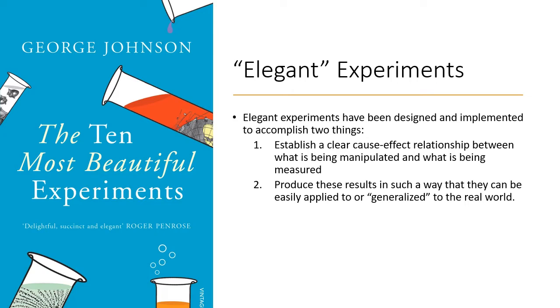So elegant experiments have been designed and implemented to accomplish two things. First, they need to establish a clear cause-effect relationship between what is being manipulated and what is being measured. And secondly, they need to produce these results in such a way that they can be easily applied to or generalized to the real world. So science doesn't want to stand in isolation. It wants to test a phenomenon or a relationship and then make sure that it fits in a broader population.